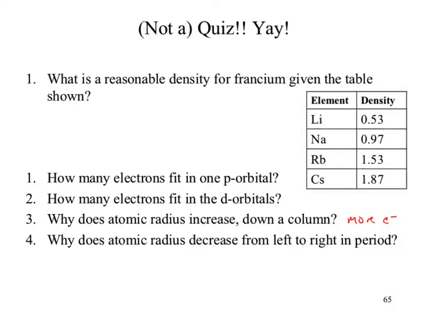Where's the outermost electron for hydrogen? The first energy level. Where's the outermost electron for lithium? The second energy level. What's the difference between your energy levels? That's what's dictating your size difference. Because when we're going down a column, we're going into higher energy levels, we're getting further from the nucleus. It's getting bigger. Okay? So it's not more electrons.